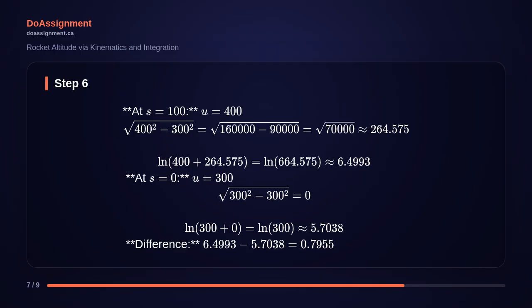Now we evaluate at the upper and lower limits. At s equals 100, u is 400, and the square root term is the square root of 160,000 minus 90,000, which equals the square root of 70,000, approximately 264.575, giving the natural log of 664.575, approximately 6.4993. At s equals 0, u is 300 and the square root is 0, giving the natural log of 300, approximately 5.704. The difference is about 0.7955.